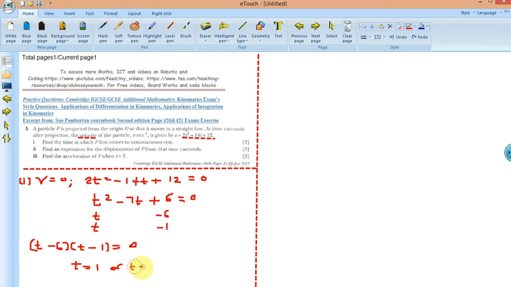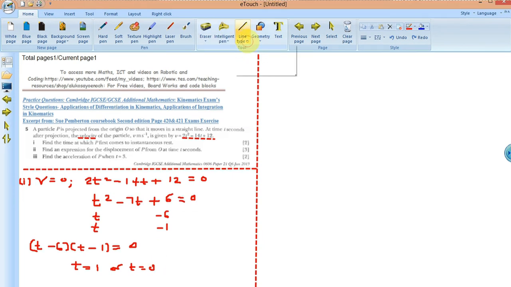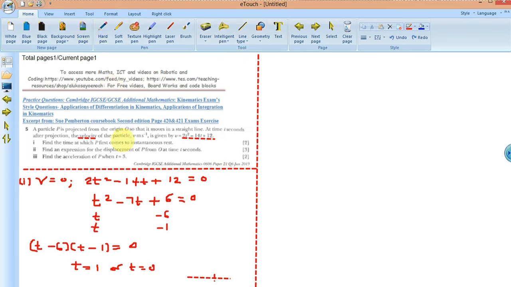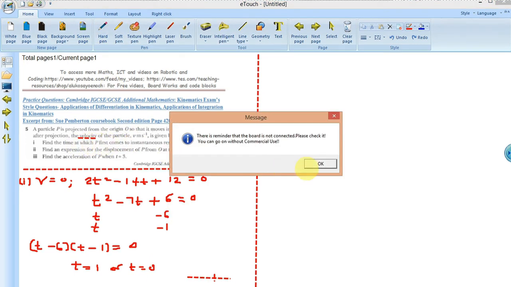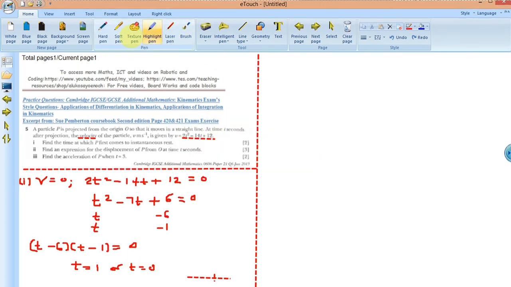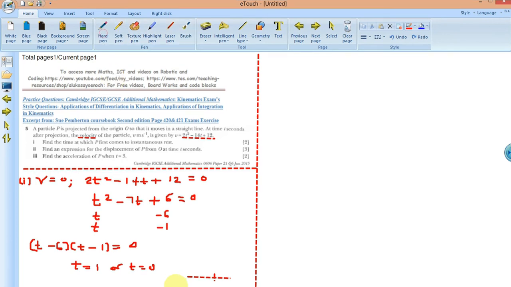Now, guys, I need to call your attention to something. Don't forget our very last question, question 2. That question says first come to rest, and I used something like a number line, moving from 0 to 1. This question says find the time it first comes to instantaneous rest, so we take only the first value, which is 1. Even though you have 1 and 6, your final solution will be 1.